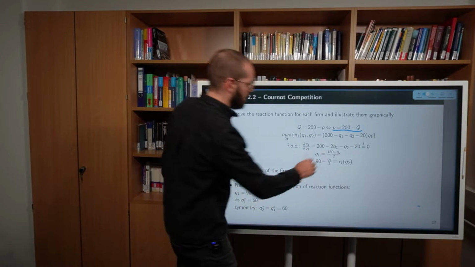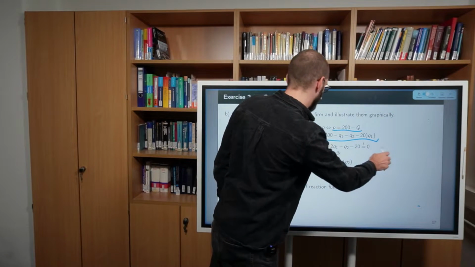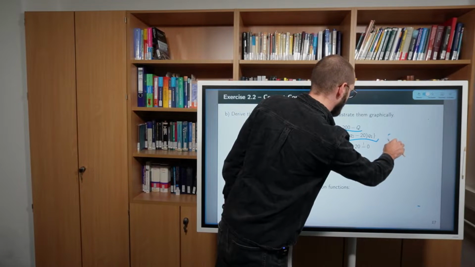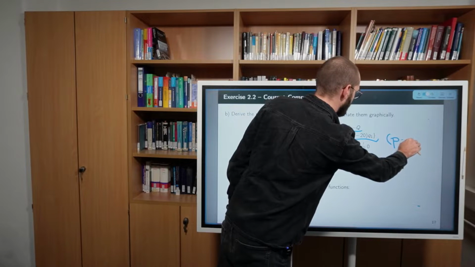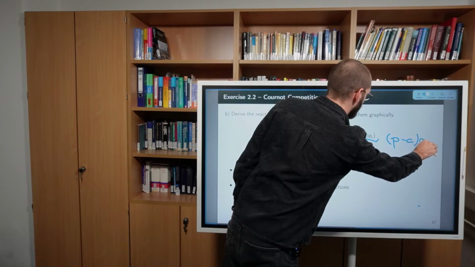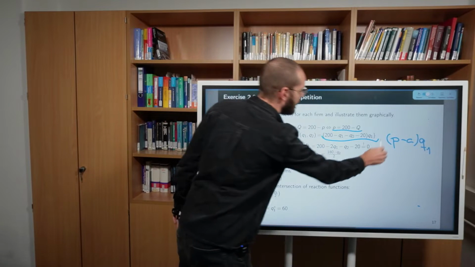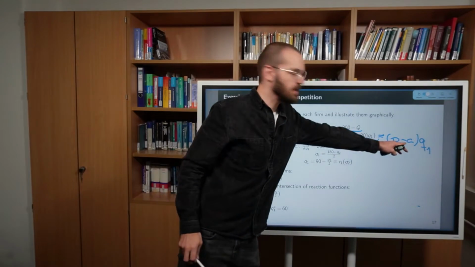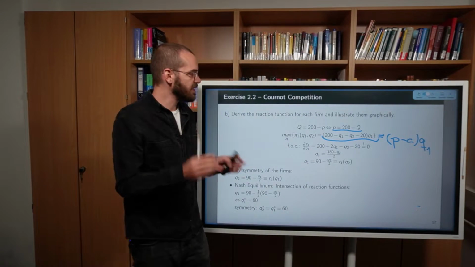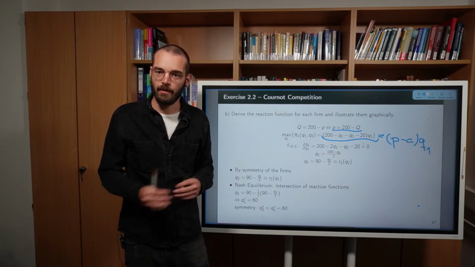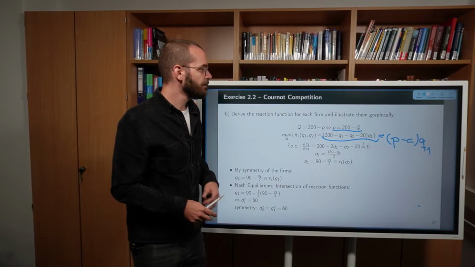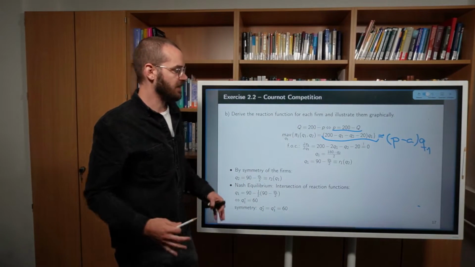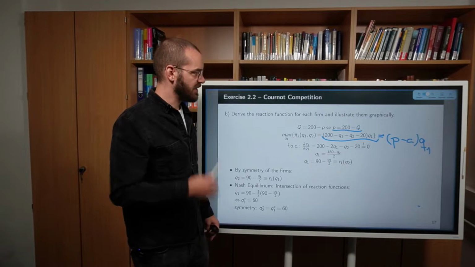So of course the profit function basically reads (P minus C) times Q_i, right? That is the profit function: the price minus the marginal costs, multiplied with the respective quantity of the firm whose profits we are calculating right now. Okay, so we simply substituted P and C for their respective values, and Q_i is simply the output quantity of firm i.